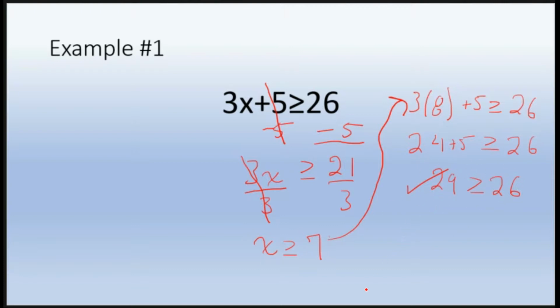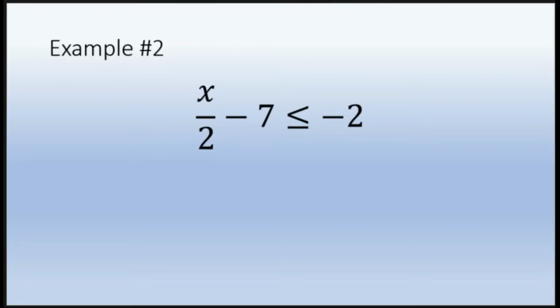Okay, so let's take a look at the next one. For this inequality, we have division over here and subtraction here. And we need to do the thing that is furthest away from the variable. So we're going to do subtraction since it's further away from the variable.